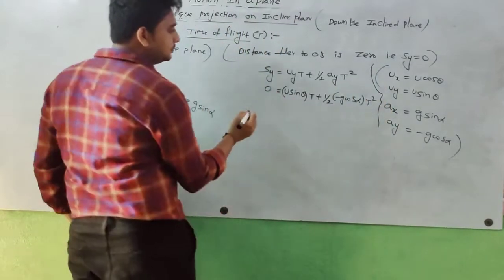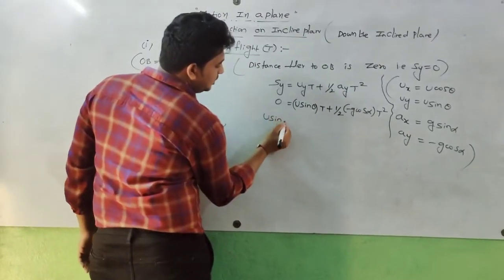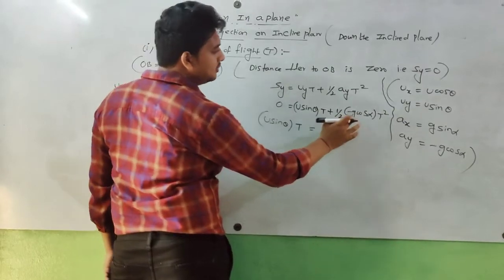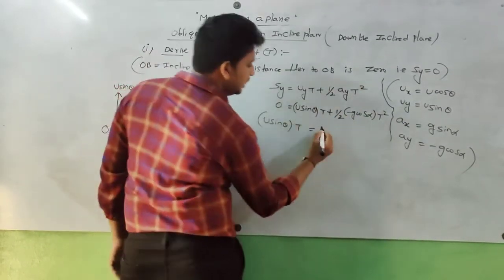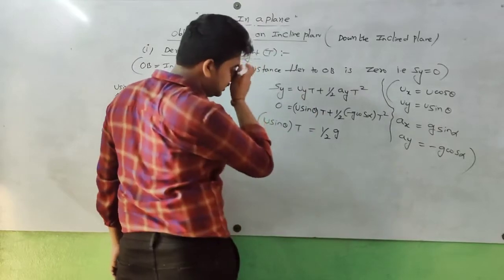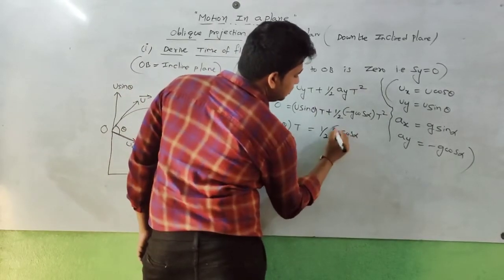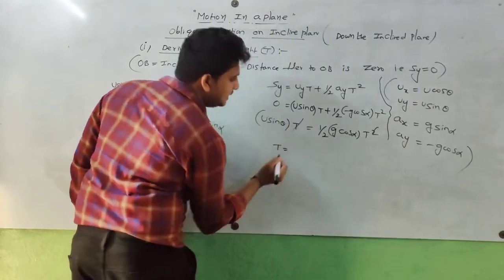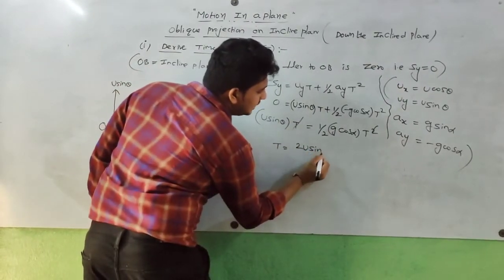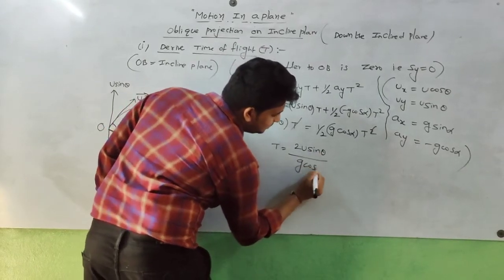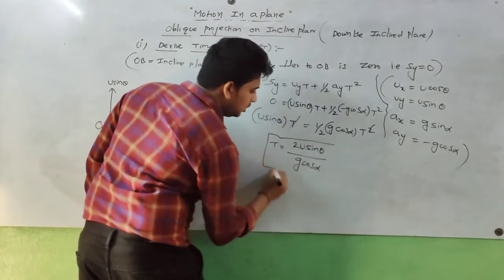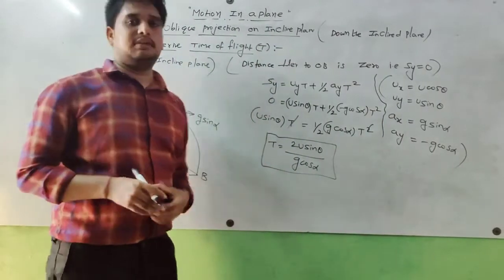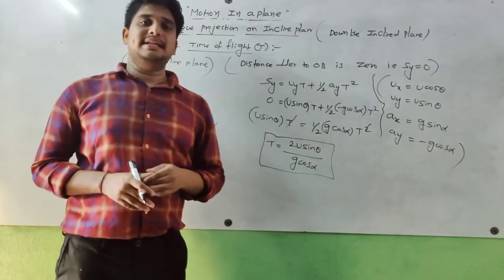Okay, so now u sin theta into t. Here on this side, we have g cos alpha into t square; move this side, and we get a positive value of g cos alpha into t square. So here t square cancels. From this, time of flight t is equal to 2u sin theta by g cos alpha. Time of flight, we got the formula 2u sin theta by g cos alpha.